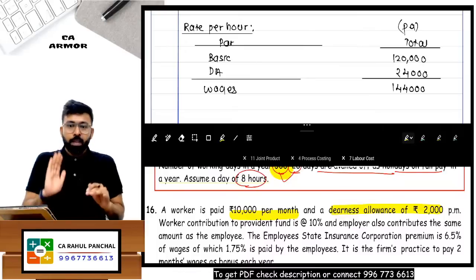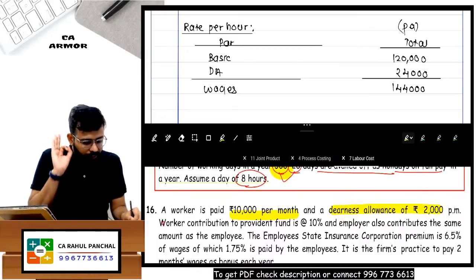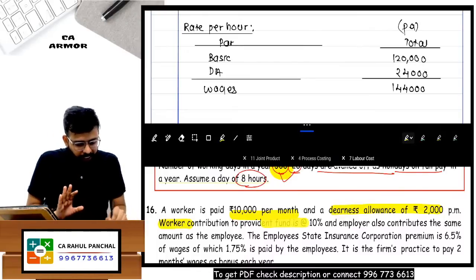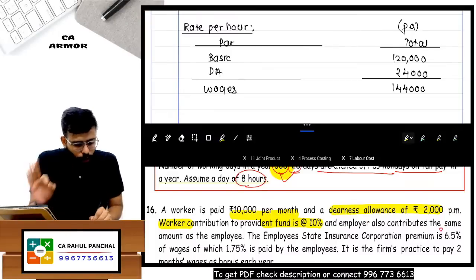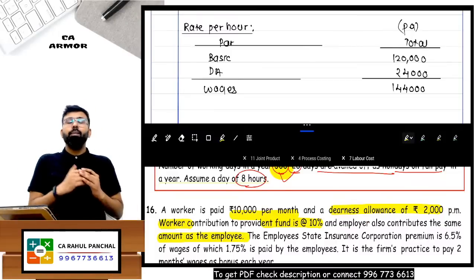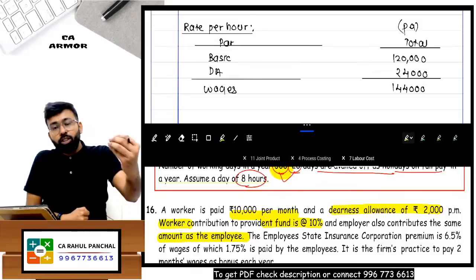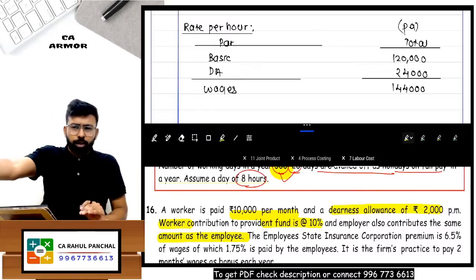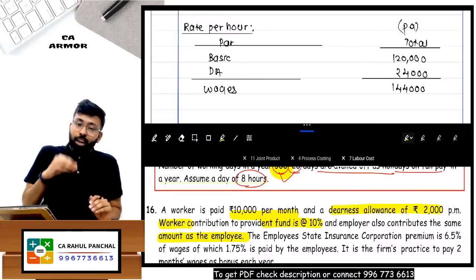Okay, understandable. Sir, now here we go. There is a worker's contribution to provident fund, which is 10%. Employer also contributes the same amount as an employee. So the employee, that is the worker, contributes 10%, and as an employer, I am the owner, I also have to contribute.